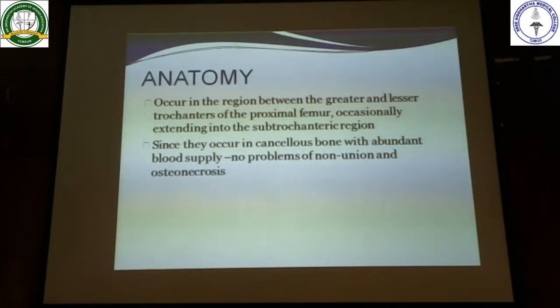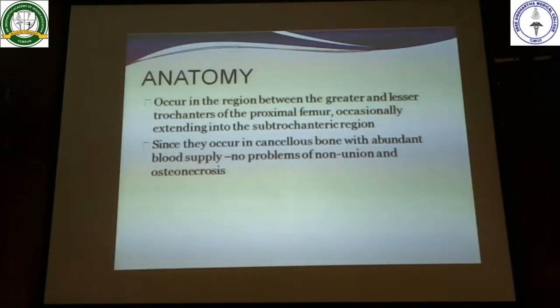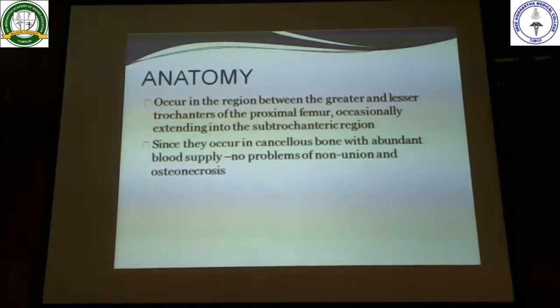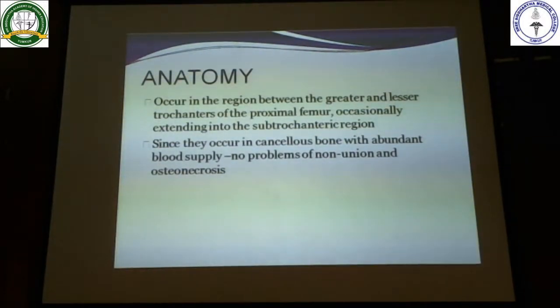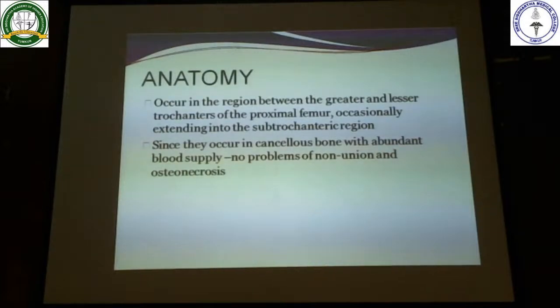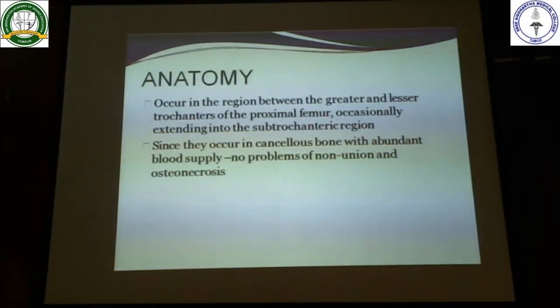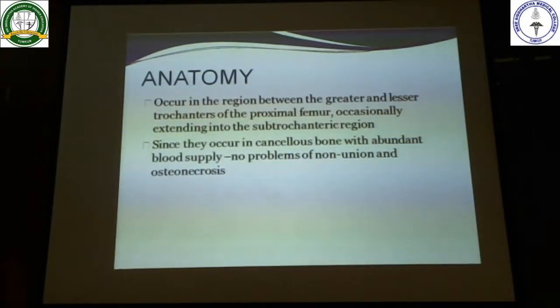Briefly, we'll discuss anatomy. It occurs in the region between the greater and the lesser trochanters of the proximal femur, occasionally extending into the subtrochanteric region. But all those fractures which come specifically in the subtrochanteric region, we have a separate topic for that, subtrochanteric fractures, that we are not going to discuss here. But IT fracture can sometimes extend into the subtrochanteric region. Since they occur in the cancellous bone with abundant blood supply, as you know very well, this area corresponds to cancellous bone, what we call the metaphysis, in other words.